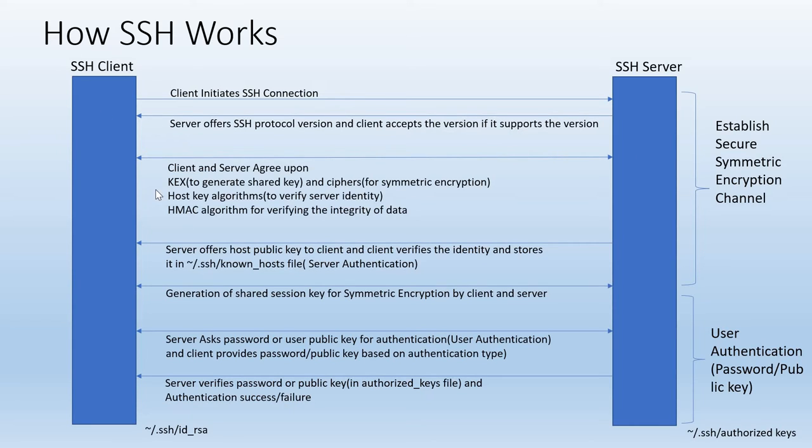In addition to the KEX, we also have two other algorithms. One is the host key algorithm. This algorithm will be used to verify the server identity. And another algorithm, the HMAC algorithm, will verify the integrity of data. Whenever the SSH client sends data to the server, in addition to the data, it also sends a hashed code of that message. Using the HMAC algorithm, it calculates the hash of this message.